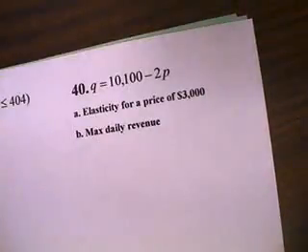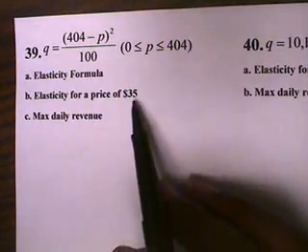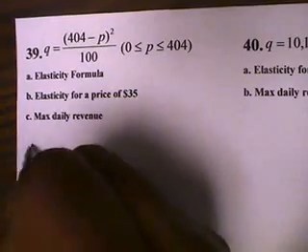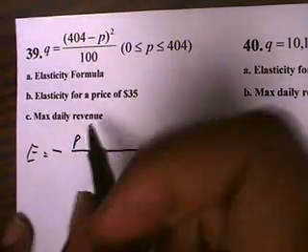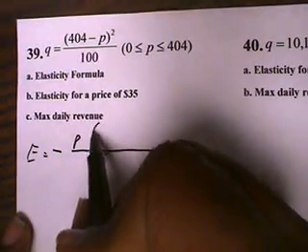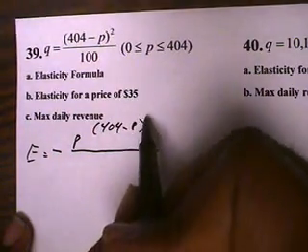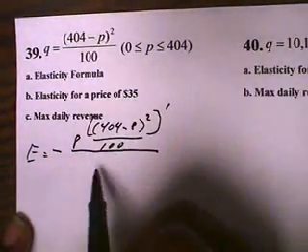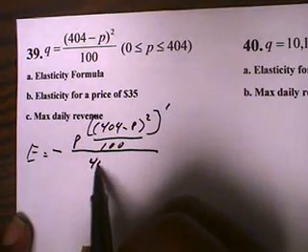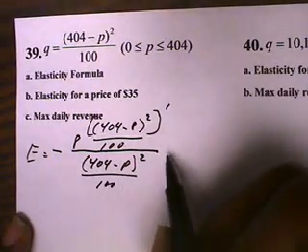Okay, let's look at number 39. Number 39, we're looking again at the elasticity formula, and we want to find out what the elasticity is for $35. So this will be negative, and then the price will be p. Then we need the derivative of the 404 minus p all squared, over 100. And then the denominator, we need our 404 minus p all squared, and that'll be over 100.